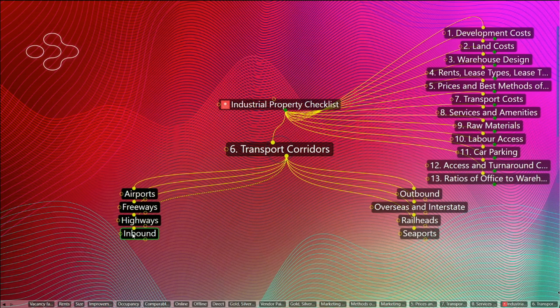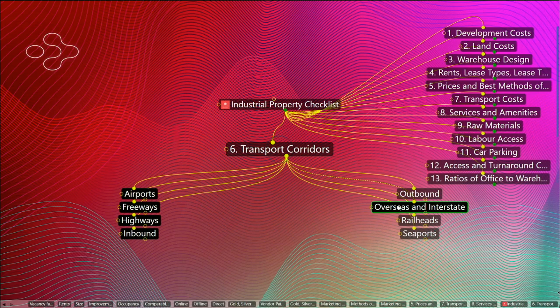Then you need to look at the transport corridors, which are inbound transport corridors for your industrial business. Where do they get their transport from? How can the transport get into your town or city? And that will include railheads and seaports. So think about those things and understand how they can also work for your particular industrial zone, precinct, and the tenants that you work with, or businesses.